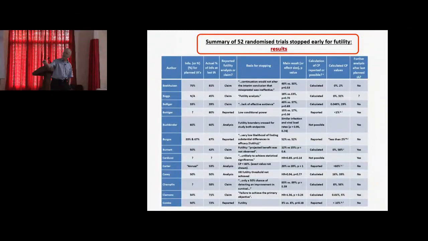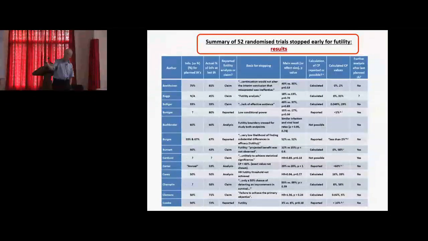Then we also found out if they were just reporting a futility analysis, they said they did one, or did they actually claim futility without telling us any details. So in other words, did they give us some details about their futility analysis or not? So a lot of them just claimed it, and some of them actually reported it in terms of conditional power or some other evidence.